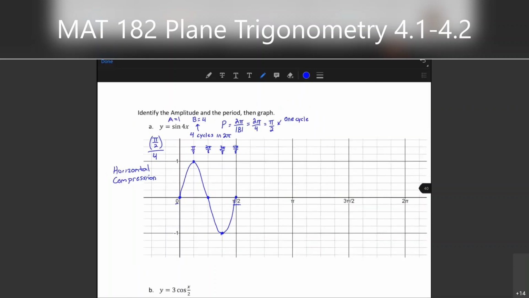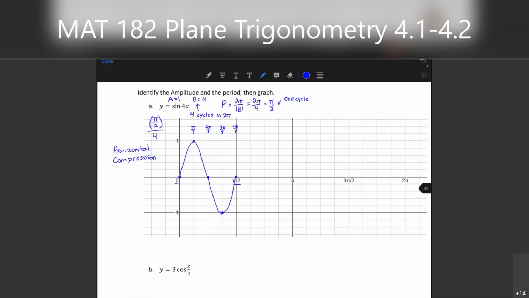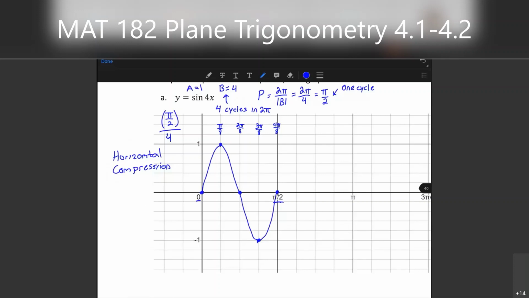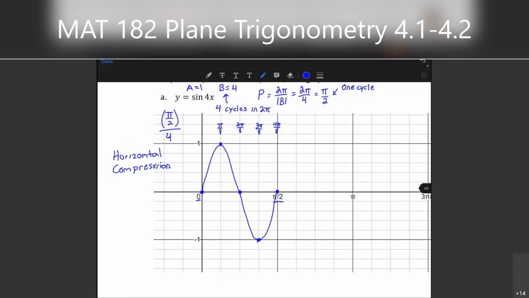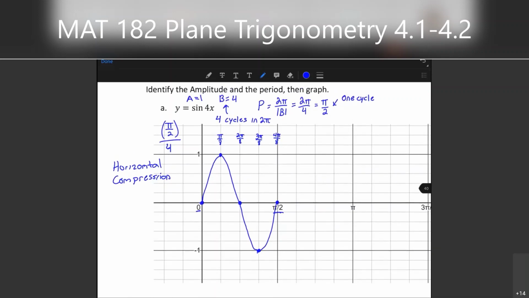How do we find the pi over 8, 2 pi over 8? How did I find those? Yes. Just like the question before, I took that pi over 2 and divided it by 4, because there are 4 sections in a sine function. There's this section, and those 2 sections. Each of those are equal length, so just divide that full pi over 2 by 4, and you get pi over 8.